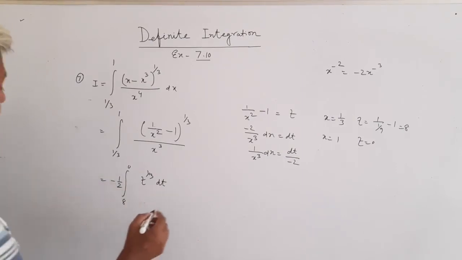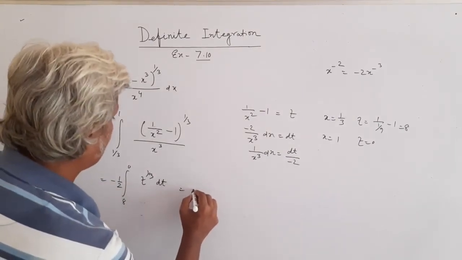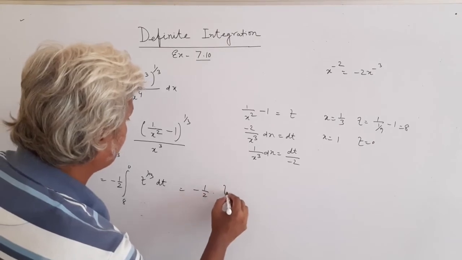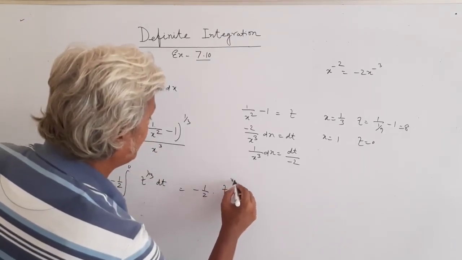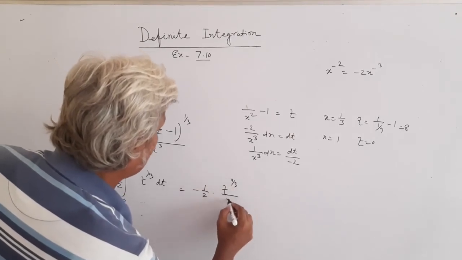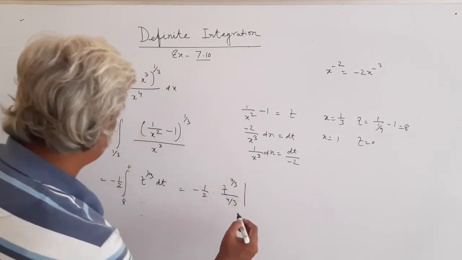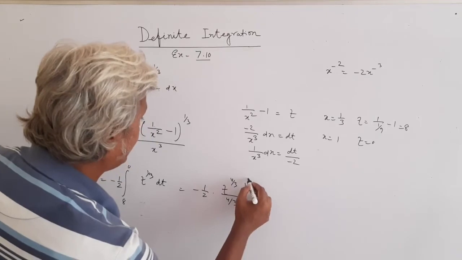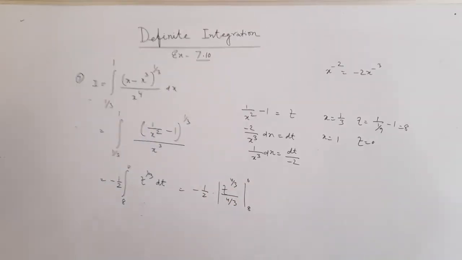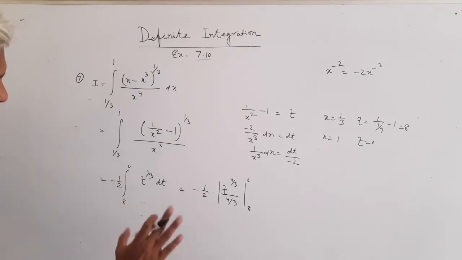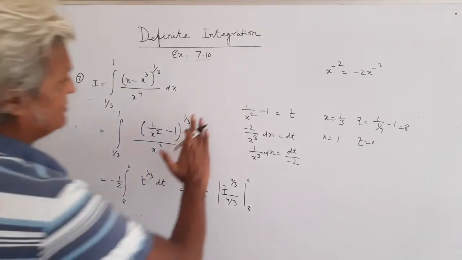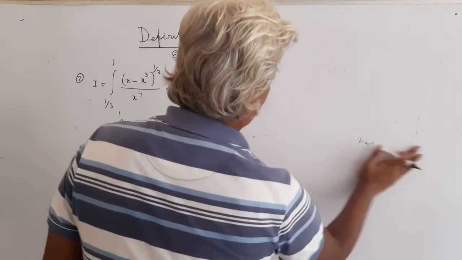Now I integrate minus 1 by 2 t to the power 1 by 3 plus 1, that is 4 by 3, upon 4 by 3, and the limit is 8 to 0. So this one is the final answer, but I have to put the value there. So let me remove these parts not required.